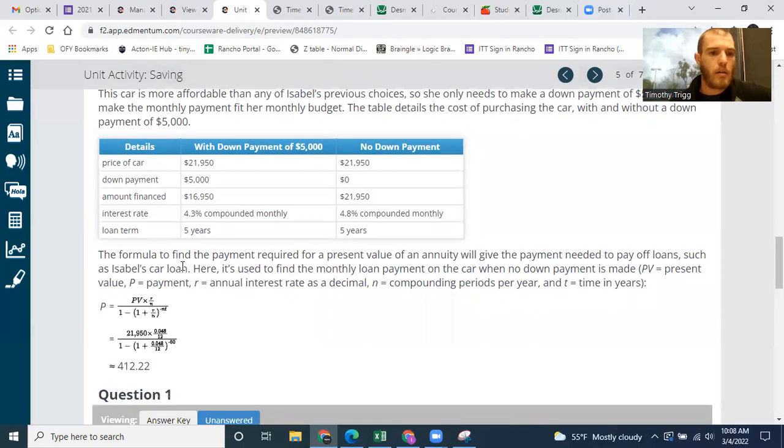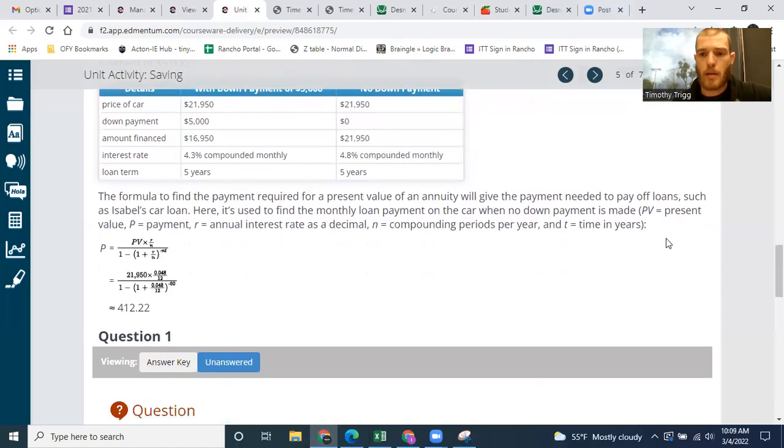The formula to find the payment required for a present value of an annuity will give the payment needed to pay off loans, such as Isabel's car loan. Here it's used to find the monthly loan payment on a car when no down payment is made. Same idea we've done before with the annuity. Present value is PV. P is the payment, R is the annual interest rate, N is the number of compoundings per year. In this case, it's compounded monthly, so N is 12. And T is the amount of time, in this case 5 years. That's the term of the loan.